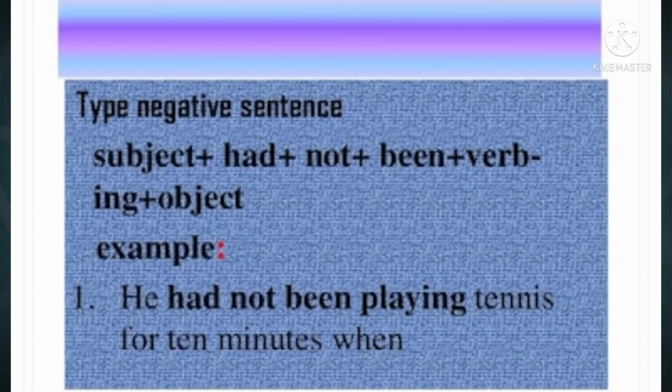This is the structure of negative sentences in past perfect continuous. Subject plus had plus not plus been, verb plus ing, then the object if there is one. Example: he had not been playing tennis for 10 minutes when Ali came. So, he had been playing tennis. He had not been playing. See, this not is placed in between the auxiliaries, that is had and been.